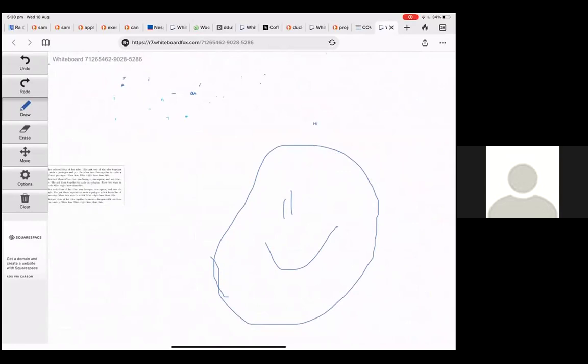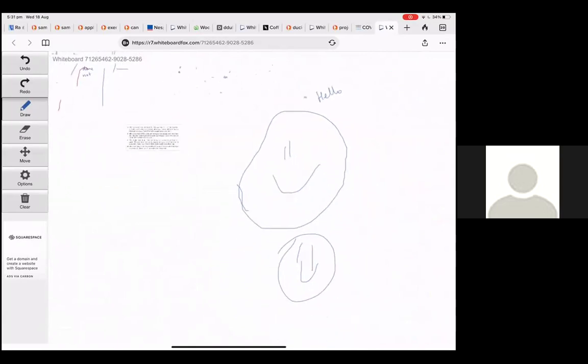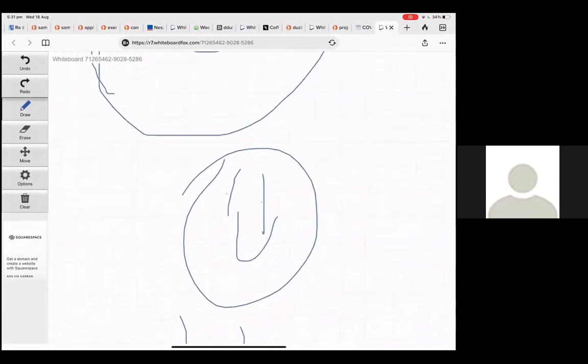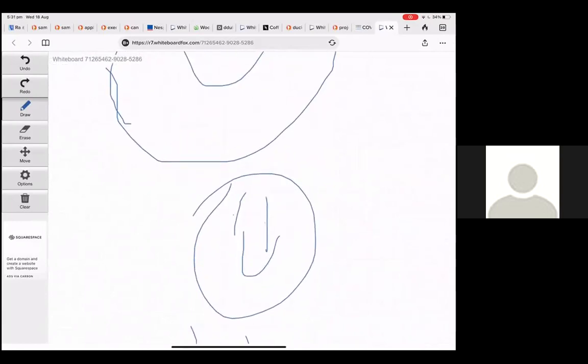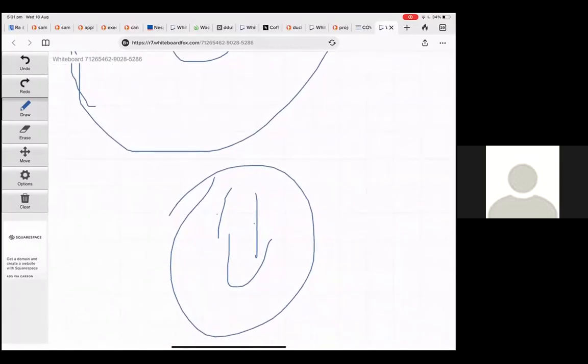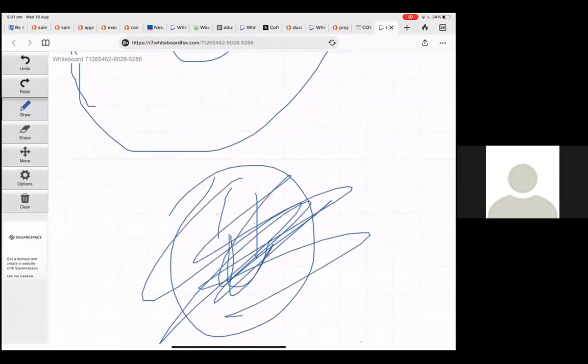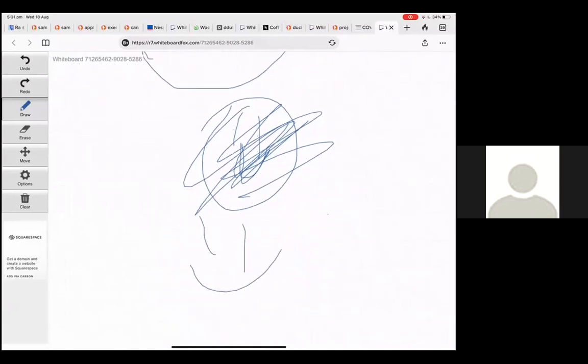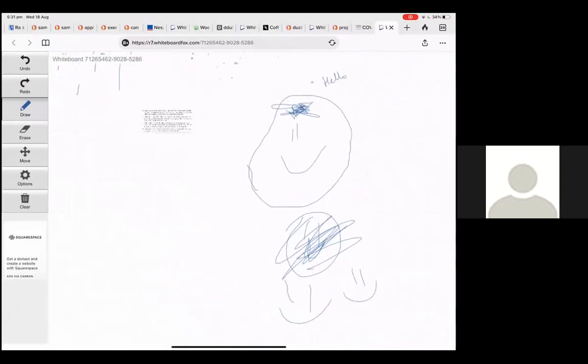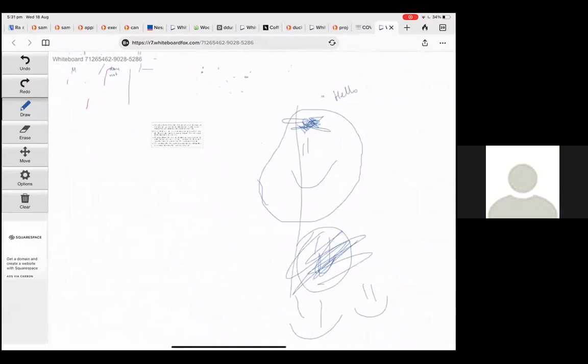Who drew that? Hello. Now someone's drawing another smiley face. Wow. This one doesn't really look like a smiley face. It kind of looks like a nose. This looks like a nose. Why are there so many now?